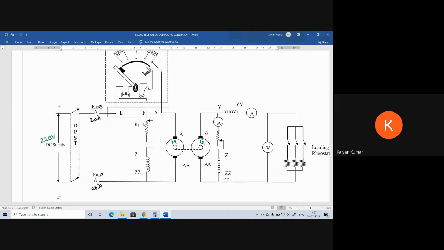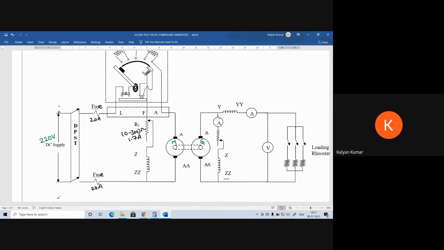Next, a field rheostat we are going to use. The field current rating is 1 amp. So we are going to use 300 ohms, 1.7 amps, which is capable of withstanding up to the current of 1 amp. So with this, the motor part will be completed.